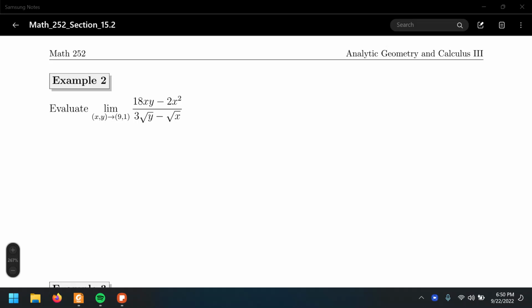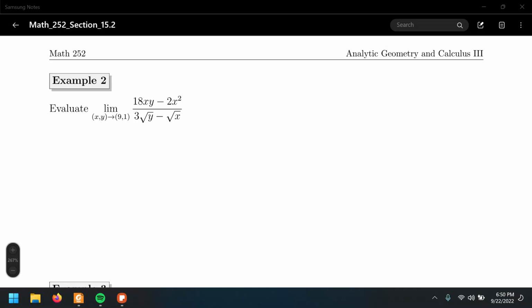So let's look at this limit. For example, number 2, we have the limit as (x, y) approaches (9, 1). Notice the notation, because we have two variables here. We have each variable approaching a certain number. So we're approaching a point, not approaching a value this time.